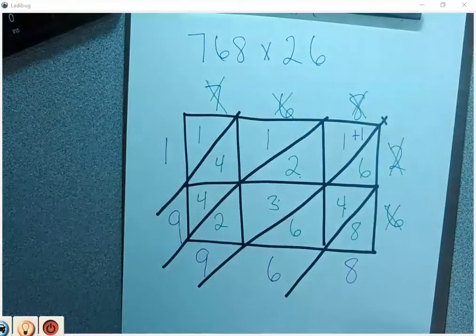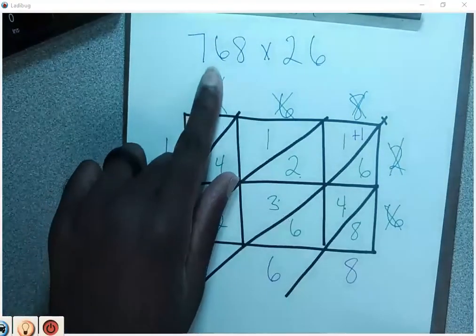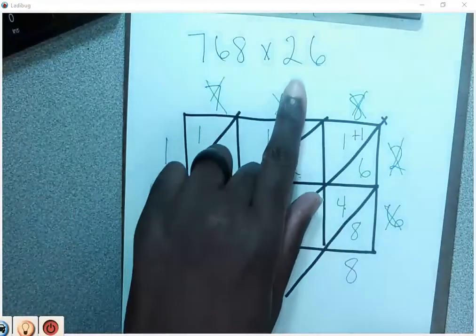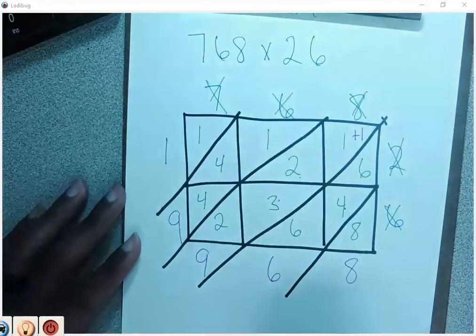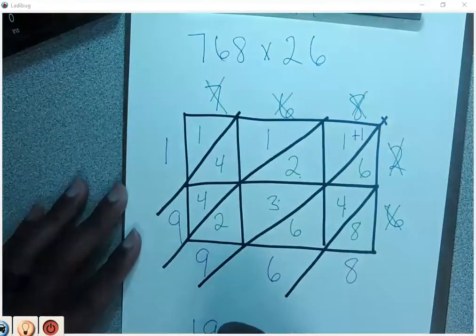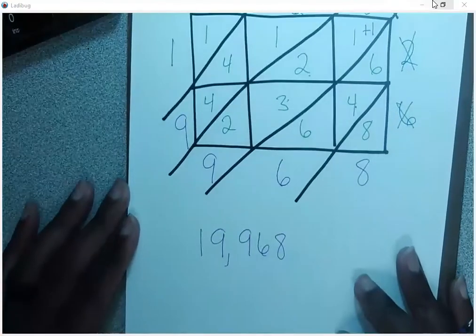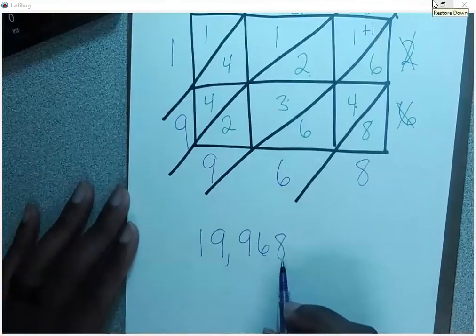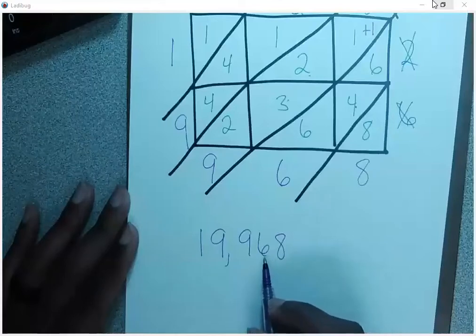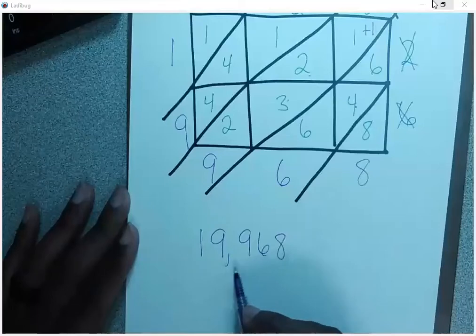So now I can say that 768 times 26 will give me 19,968. And if you're confused on where your comma goes, all you do is go to the very last number and you count 3, 1, 2, 3, and then that's where your comma goes. It goes every 3 numbers, start from the back, working your way up to the front.